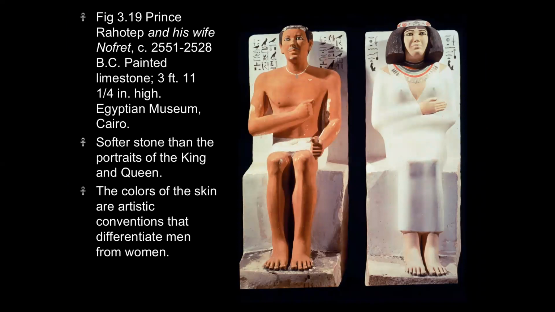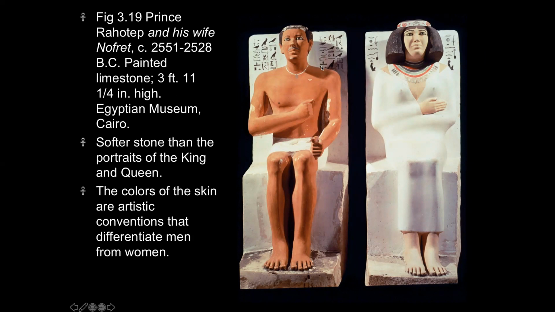So the sculpture we were looking at previously of the king and his wife would have been painted exactly as this one. When you have hard, smooth stones, the paint tends to come off more easily. So this is Prince Rahotep and his wife, Nofret. And you'll notice that they're painted in different colors. And this is an artistic convention. Again, these figures don't represent the way that people looked in real life. They are representations of their roles.